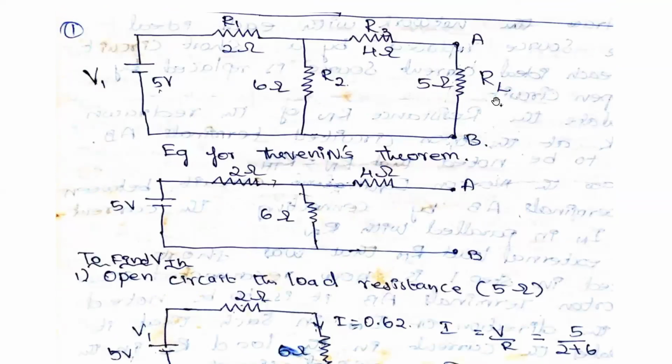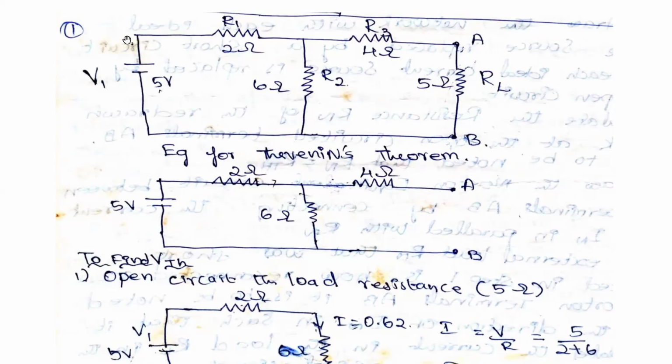Today we are going to see a small problem in Thevenin's theorem. As we have seen before, any complex linear bilateral DC network can be converted into a simple network with the equivalent Thevenin voltage VTH and equivalent resistance RTH, that is connected in series with the load resistance.